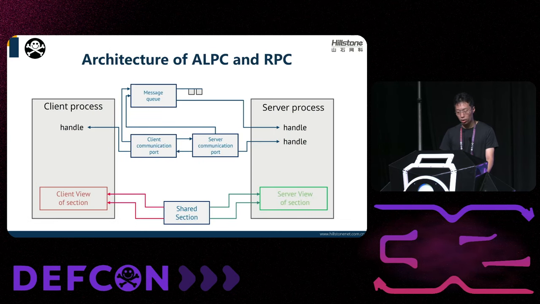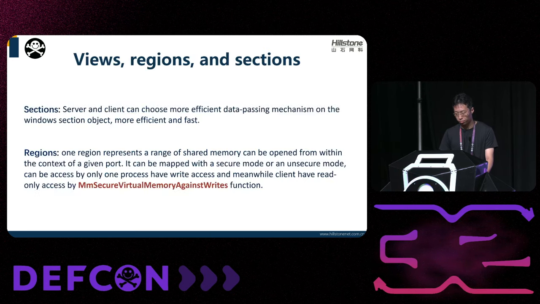This is also the architecture of ALPC-RPC from Windows Internals. You can see the communication module inside it. It also supports message queues and shared sections to pass messages. Why do we use a section here? Because it's a more effective data passing mechanism on Windows; section objects are more efficient and fast.